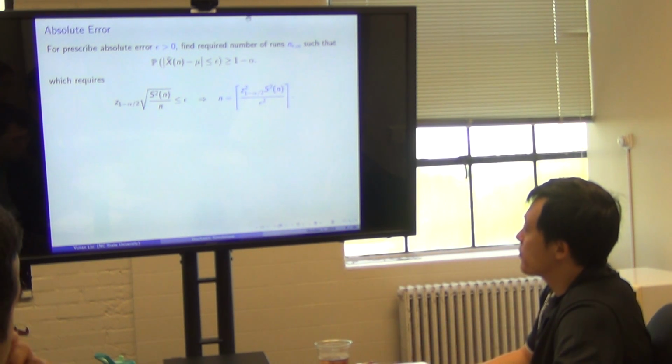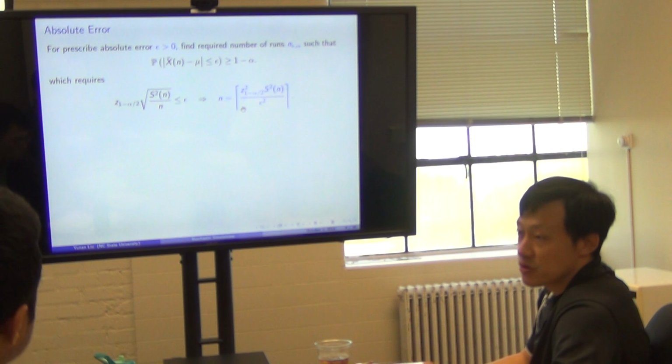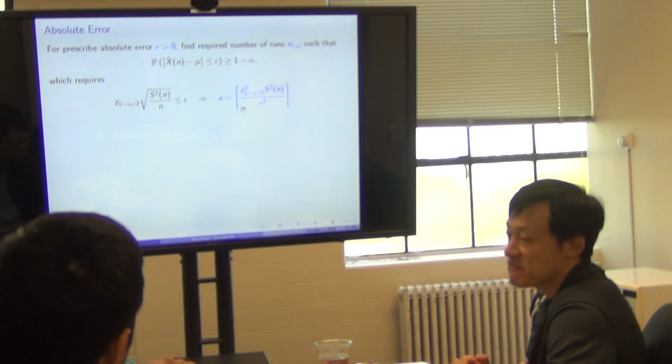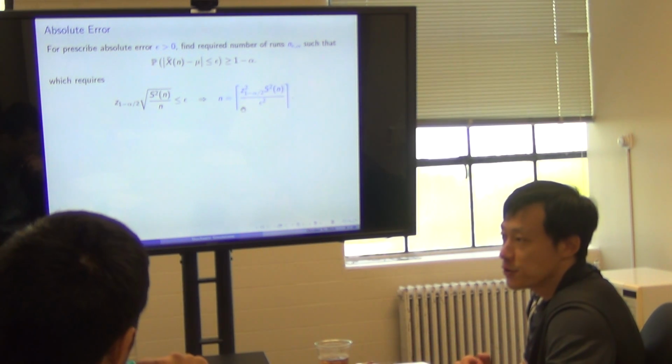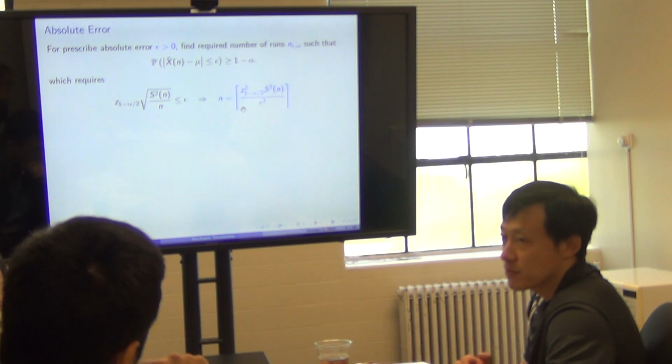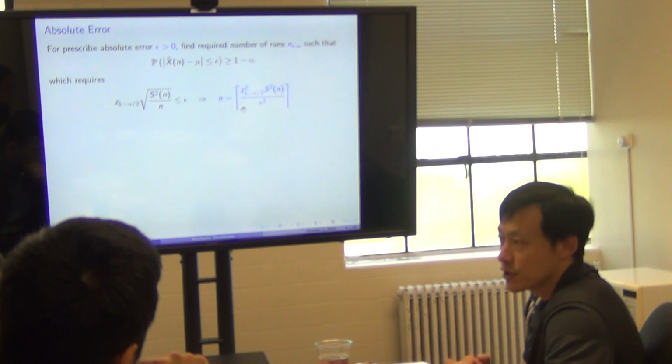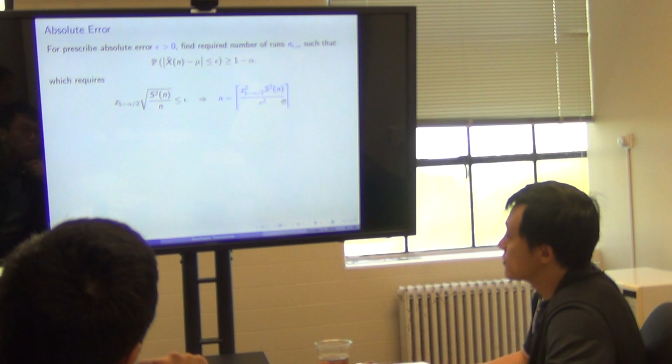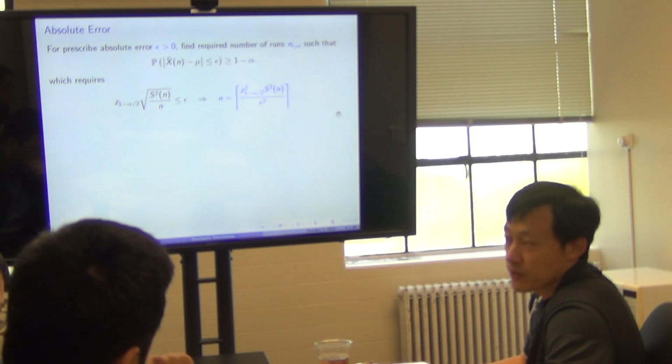What is the problem here? We seem to have found a formula to determine n. Is there any problem here? Is it good enough? How do you know n?